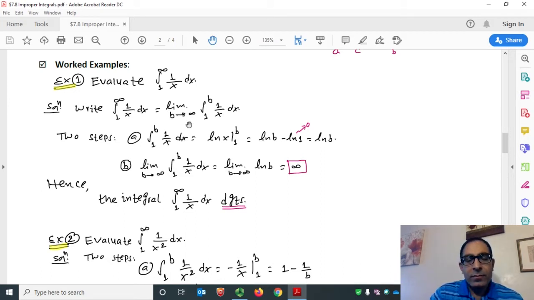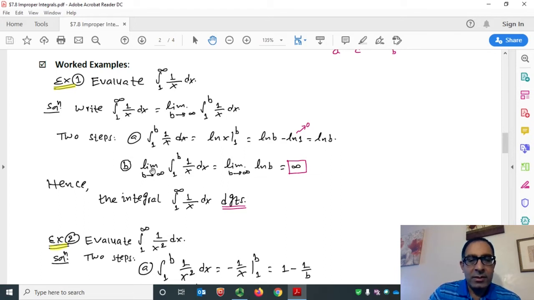And now it involves two steps. First, compute these definite integrals. Let's do it step by step. And then second, take a limit. So step one, compute the definite integral of 1 over x from 1 to b. You know the integral of 1 over x is natural log of x. Evaluate at 1 and b. So natural log of b minus natural log of 1. Natural log of 1 is 0, so I have only ln b.